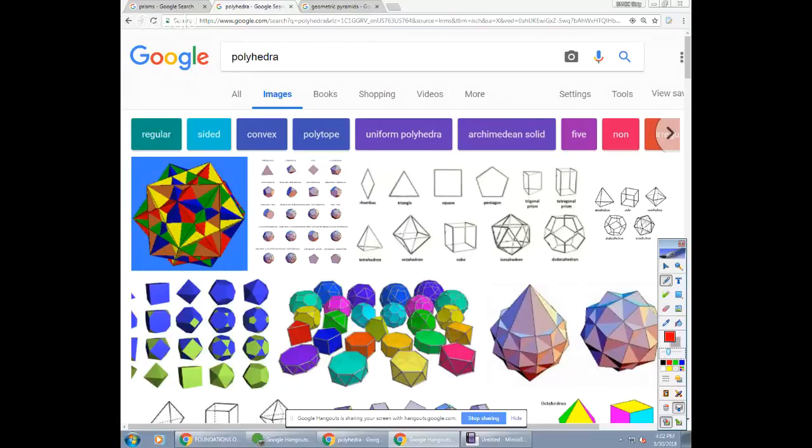And hedra refers to having a flat face. So the cylinder doesn't really fall in the polyhedra category because it has a curved face. The cone is similar. It doesn't really fall in the polyhedra category because it has a curved face again. But the cone still fits into the pyramid category, and the cylinder still fits into the prism category for some other reasons. But they don't fit into the polyhedra category.